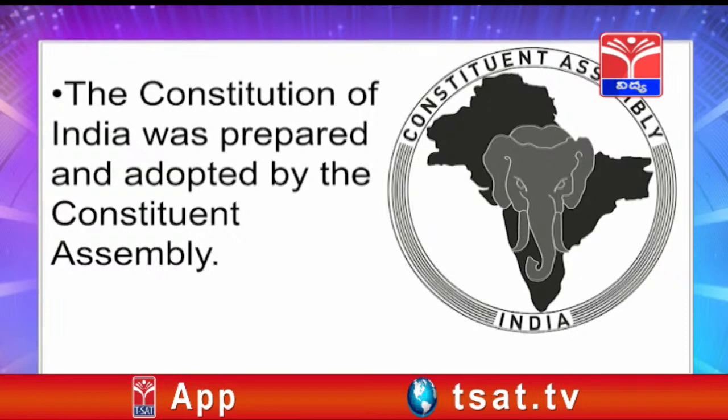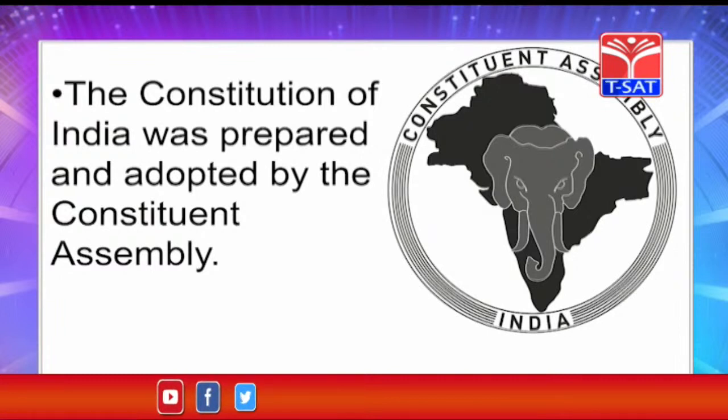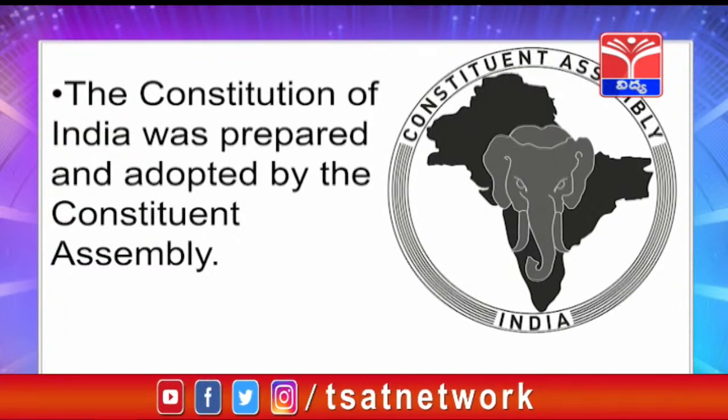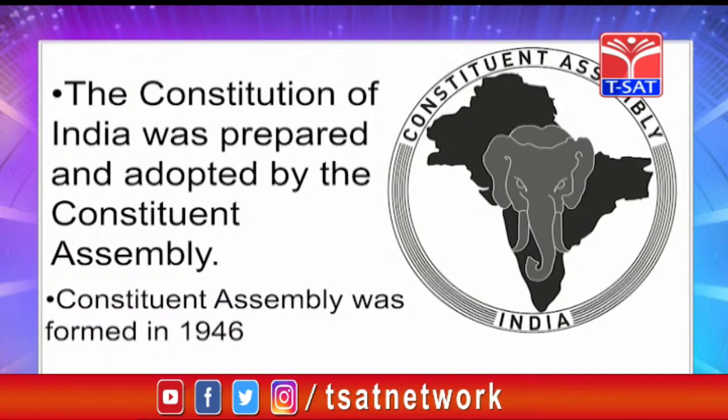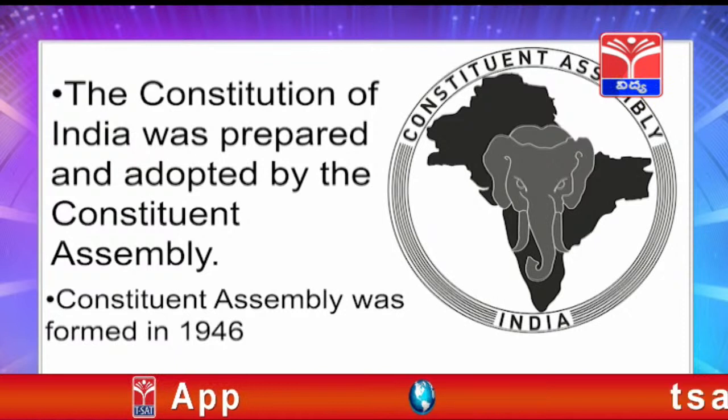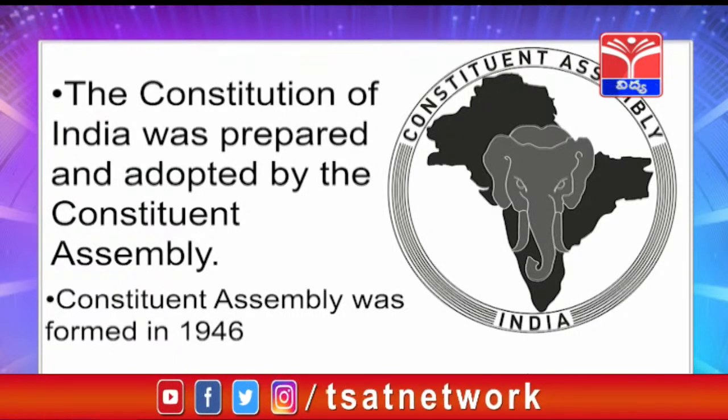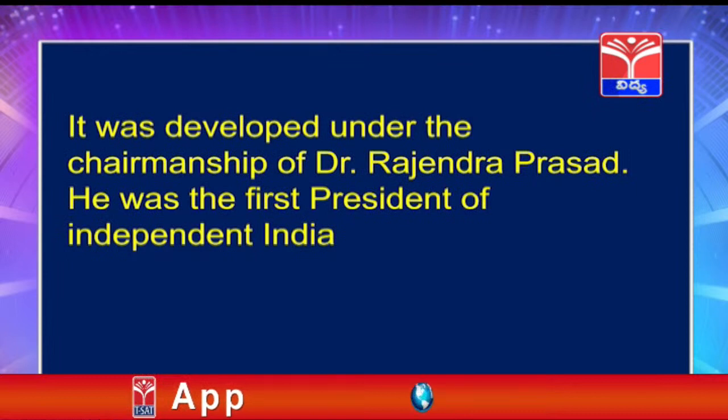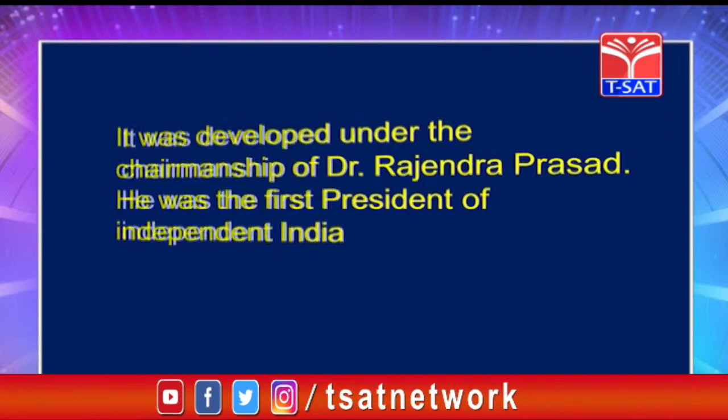Here the Constituent Assembly is the organ established on behalf of our country, and the Constitution is prepared and adopted by it. This Constituent Assembly was formed in 1946, when the Britishers decided that they wanted to give independence to India. At that time this Constituent Assembly was established under the chairmanship of Dr. Rajendra Prasad. Means Rajendra Prasad was the chairperson of this Constituent Assembly, and he was also the first president of independent India.